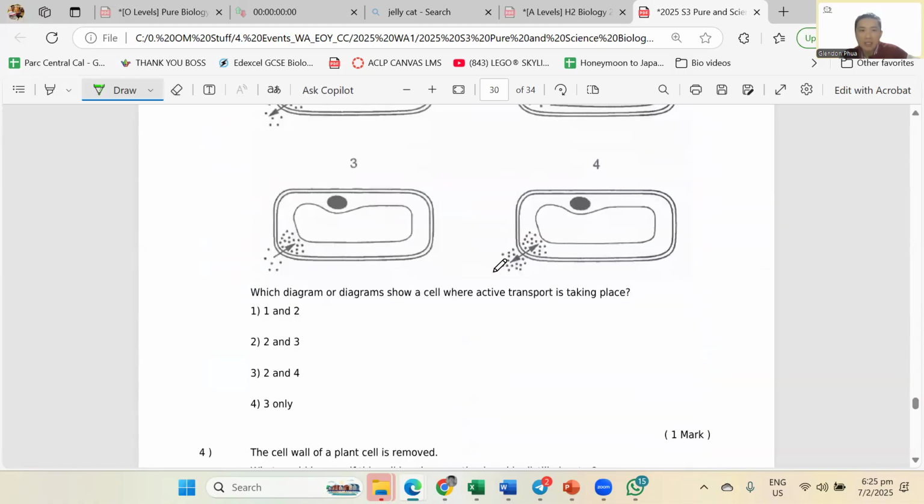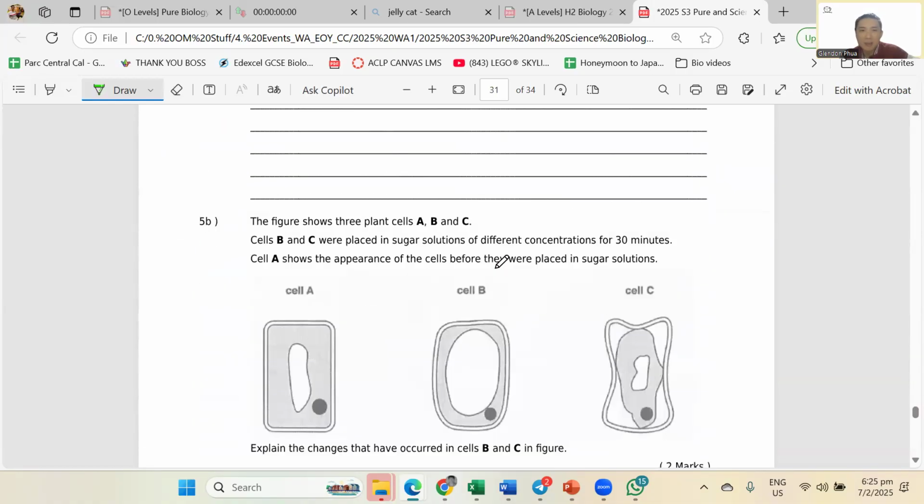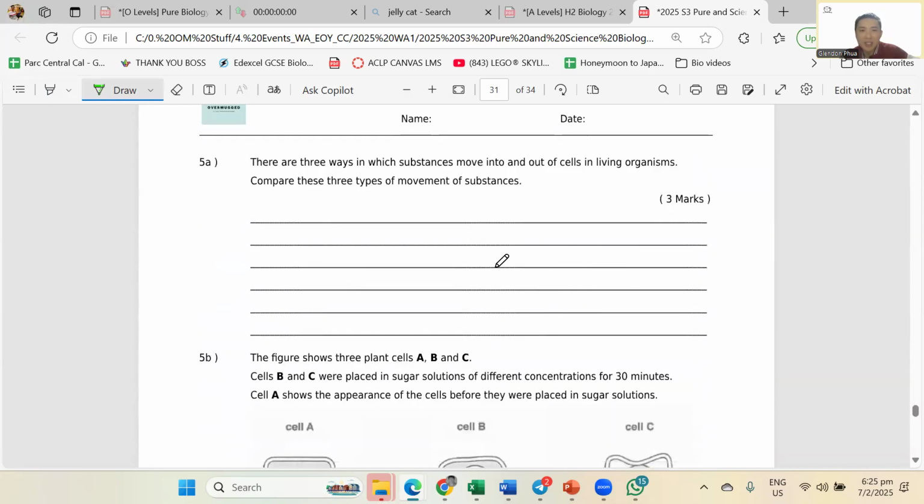Okay, and all right. In lieu of time, let me go to a structured question. Okay, now part A, 5A, there are three ways in which substances move into and out of the cell of living organisms. Now, I chose this question here because I want to highlight this word here, compare. So a lot of you may not know this. Maybe you forget. Compare means I have to write two things. I have to write my similarities and my differences. Okay, similarities or differences. Both, I must have both. For compare, I must have both.